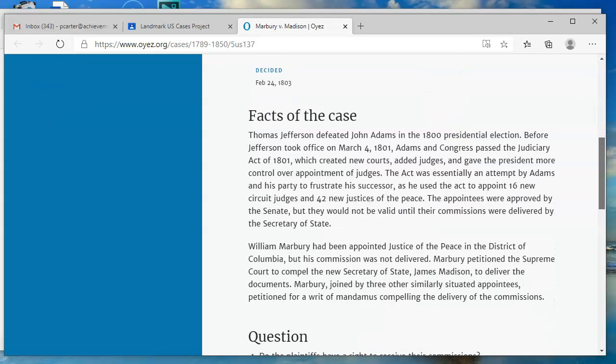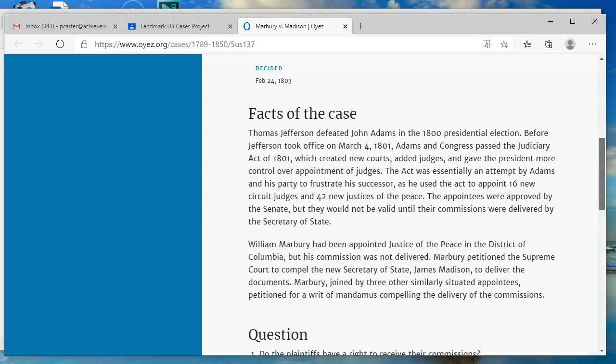Now here's the facts of the case. Thomas Jefferson defeated John Adams in the 1800 presidential election. Before Jefferson took office on March 4th, 1801, Adams and Congress passed the Judiciary Act of 1801, which created new courts, added judges, and gave the president more control over appointment of judges.